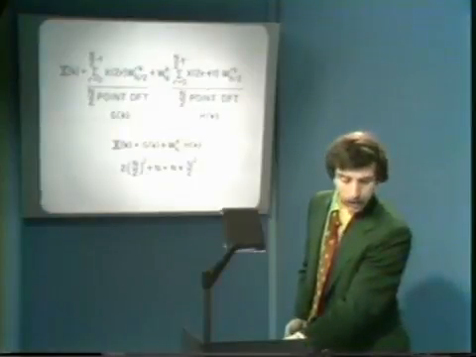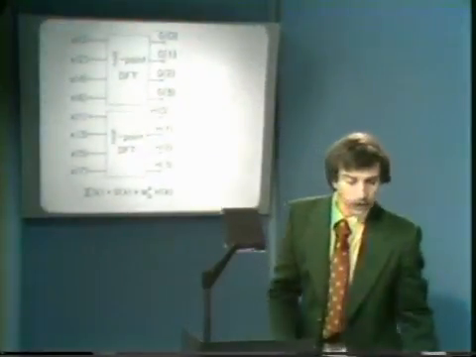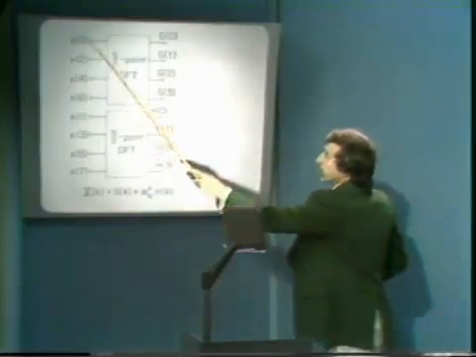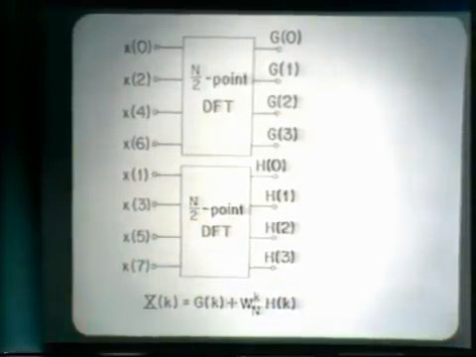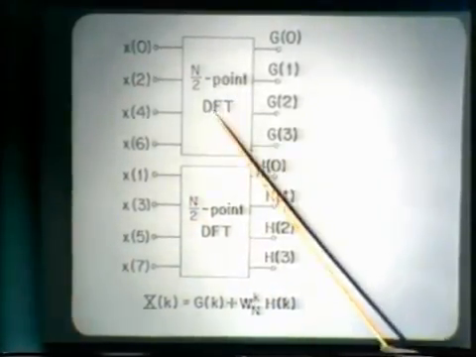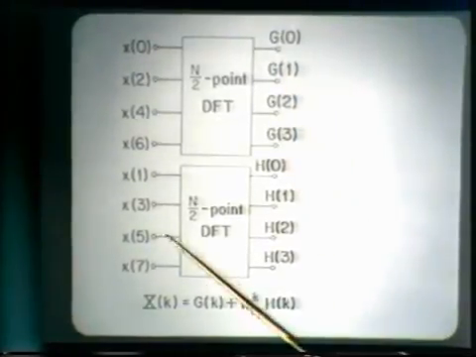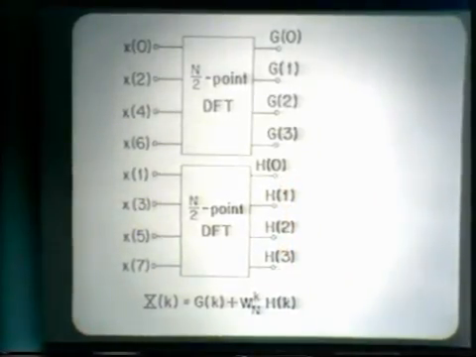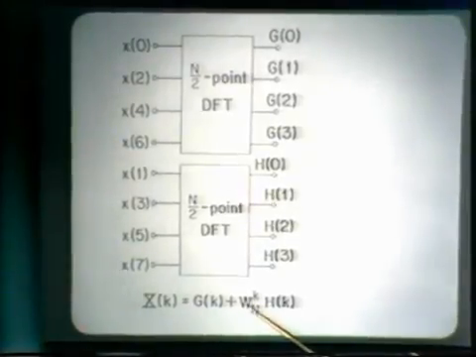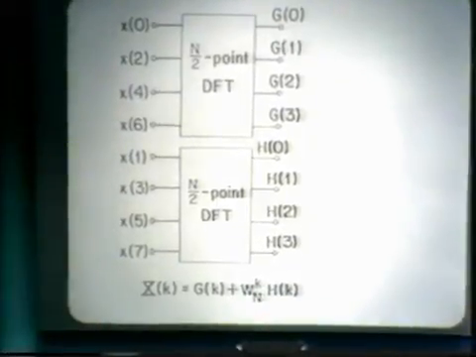We know then that we will break the computation into a computation involving the even-numbered points in x of n and the odd-numbered points in x of n, compute an n over 2 point discrete Fourier transform to obtain the sequence g of k, another n over 2 point discrete Fourier transform to compute the sequence h of k, and then combine the results together by multiplying h of k by w sub n to the k and adding that to g of k.